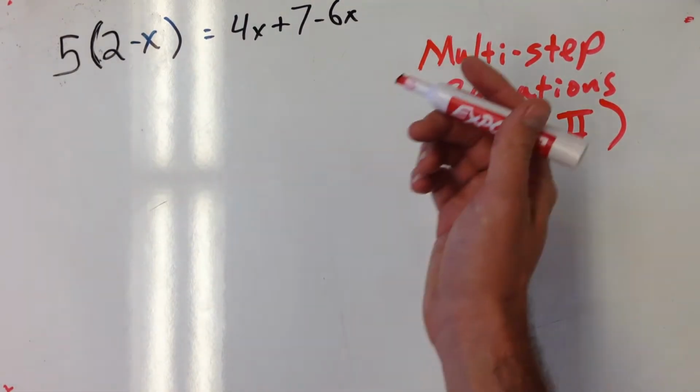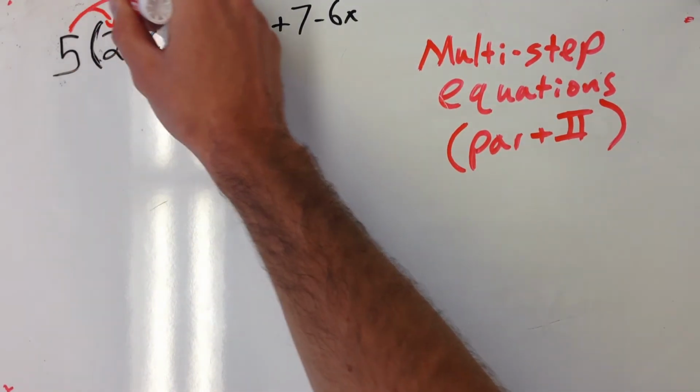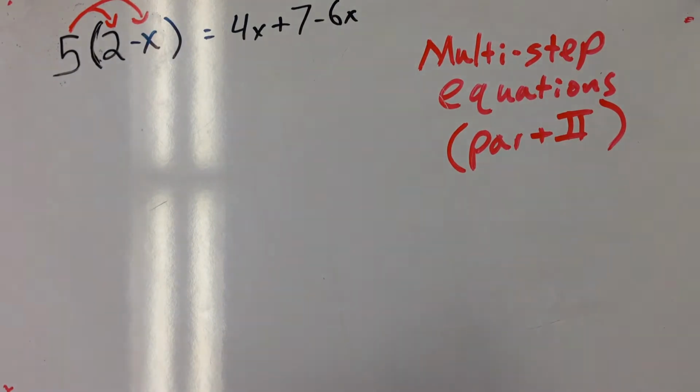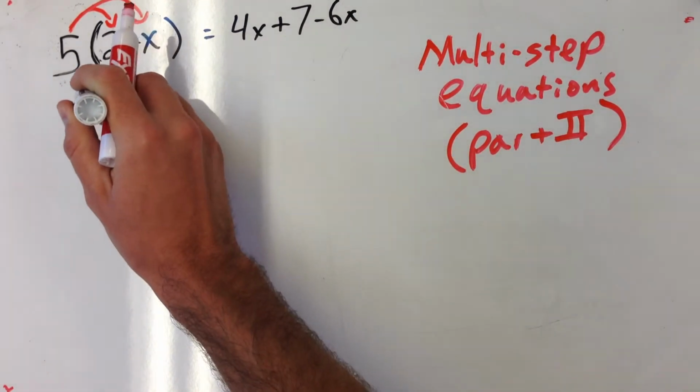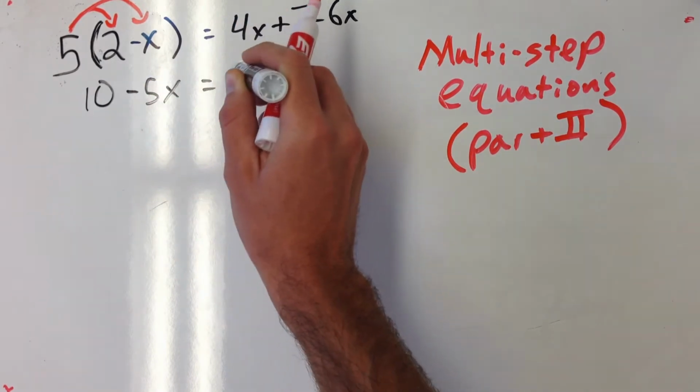Take a look at the left side. I've got 5 times 2 minus x. The first thing I'm going to want to do is just distribute, just to get rid of parentheses anywhere I can. And so that's going to become 10 minus 5x.